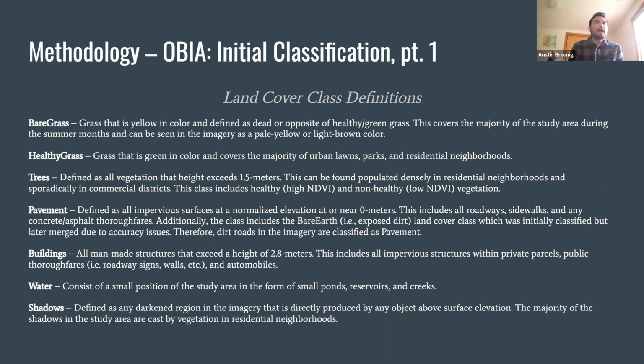I also had an 8th class, bare earth, or exposed dirt. However, the performance of that class was really poor during the initial classification. So I ended up dropping that class and merging those objects with pavement. The reason is that bare earth and pavement have very similar spectral characteristics, which is why it was really hard to differentiate it. So to normalize and clean up the data, I dropped it and just kept these 7 classes.